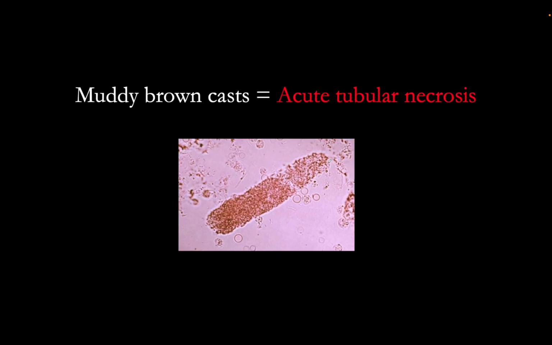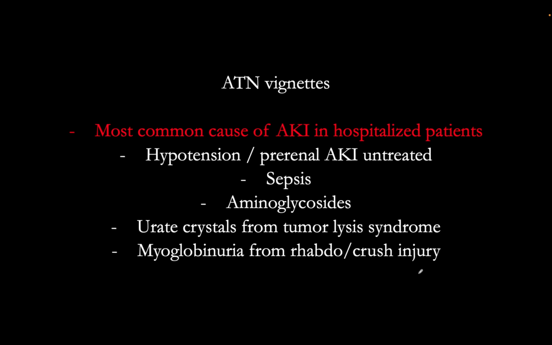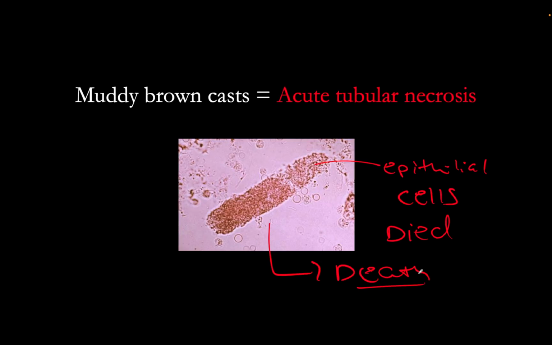Let's go over some high yield associations. If you think muddy brown casts, I want you to think about acute tubular necrosis. This is what they look like. And what this is, is epithelial cells that have died. Whenever you see this, you need to know this is an indication of death in the tubule. And what causes that is something called acute tubular necrosis.